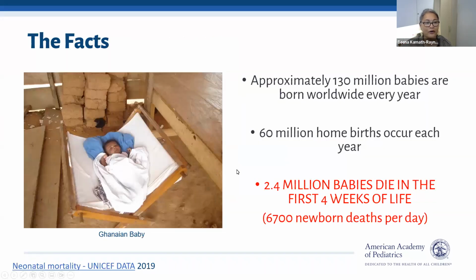So just to give you some background demographics, there are approximately 130 million babies that are born worldwide every year, and about 60 million of those occur as home births. And when I first started on this journey in the mid-2000 decade, our numbers had been 4 million babies die in the first 4 weeks of life. But we have actually made significant progress, and we're down to 2.4 million babies that die in the first 4 weeks of life. But that still accounts for about 6,700 newborn deaths per day. So there's more that we can do to improve these statistics.